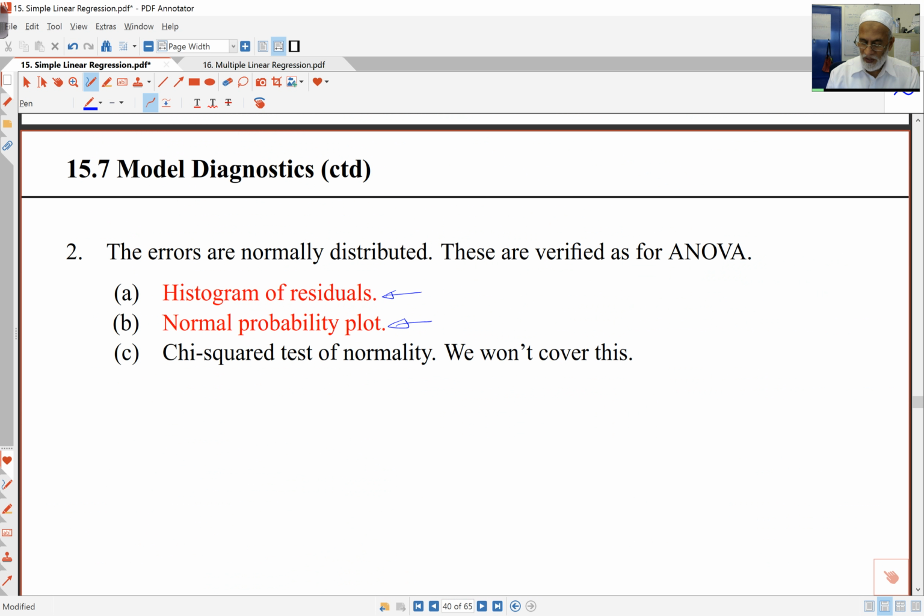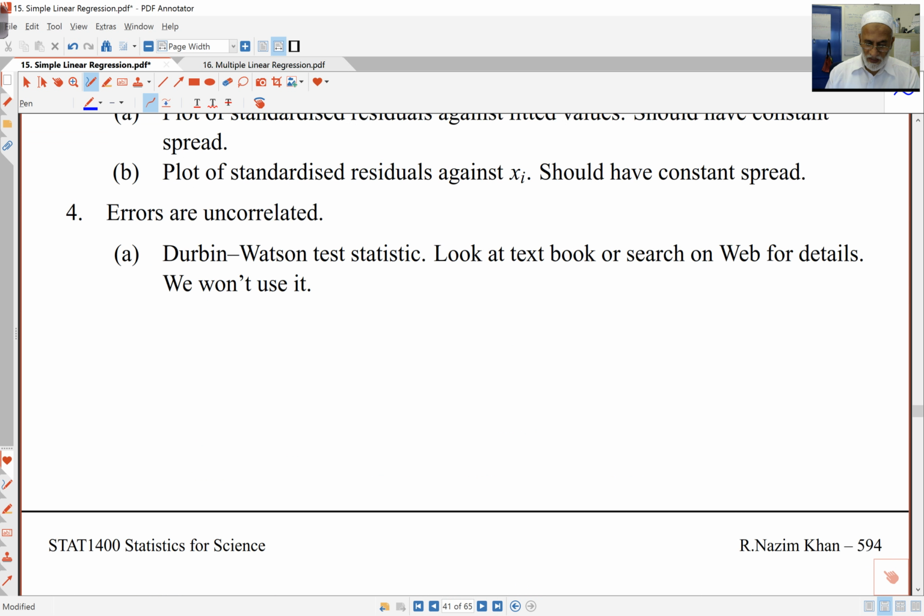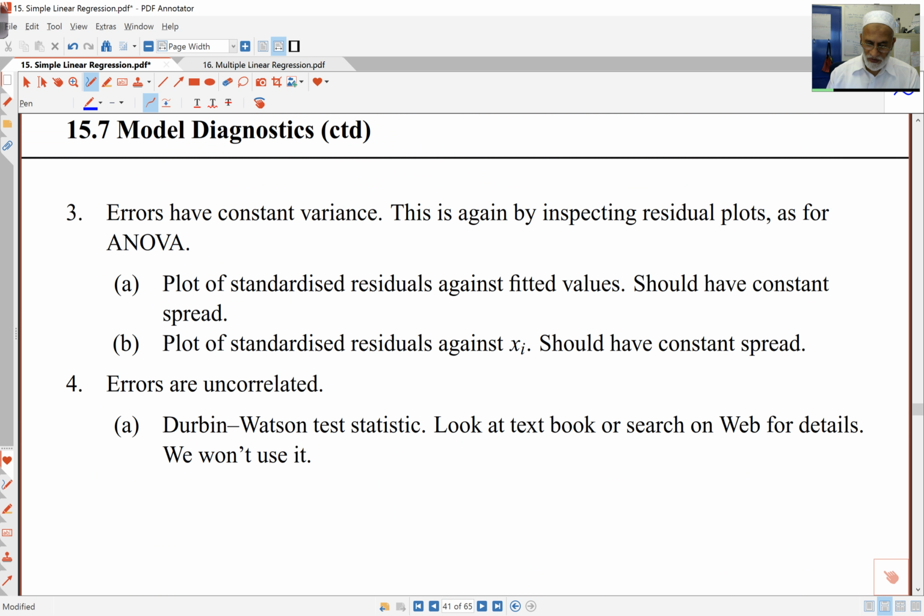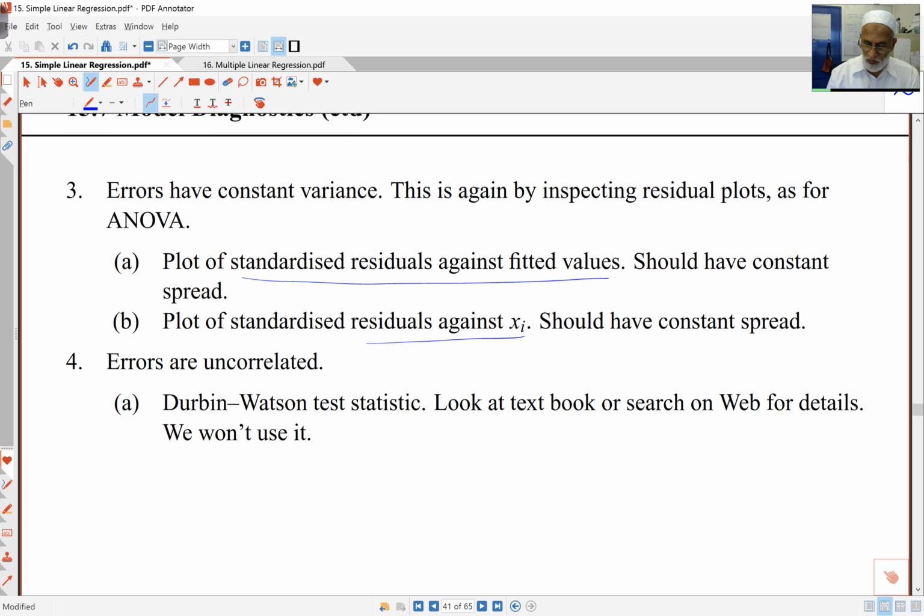plot as we did before in another case, or we can look at some other tests for normality, which we won't bother with. So these two residual plots and the normal probability plot will be adequate, as we did before. For the constant variance assumption, the best again are those two plots we had before, standardized residuals against fitted values and standardized residuals against xi. Again, both of these should be without pattern.